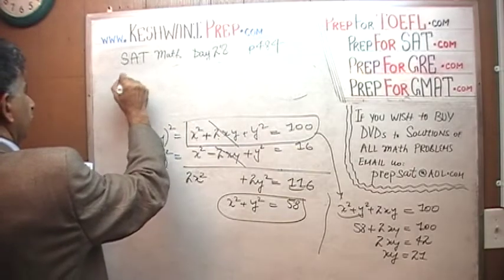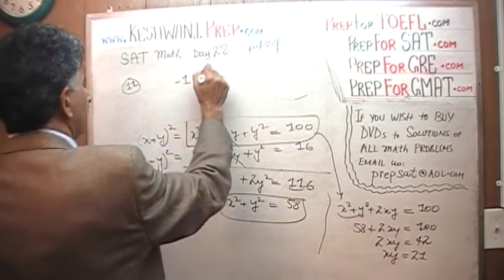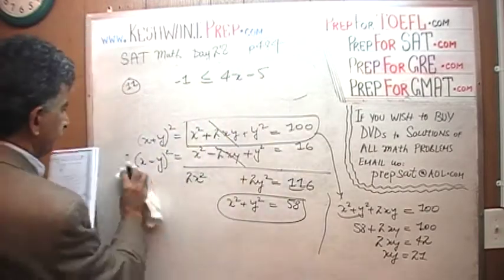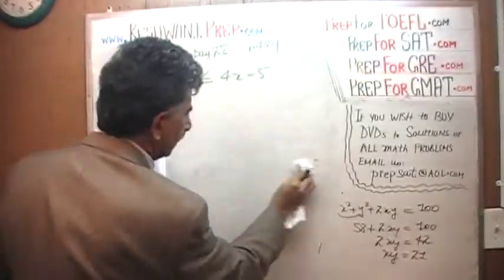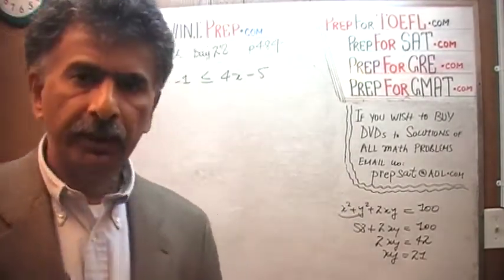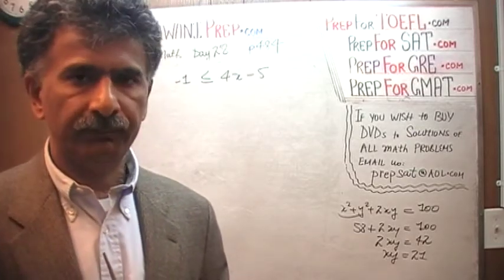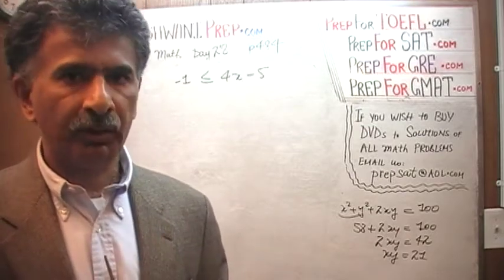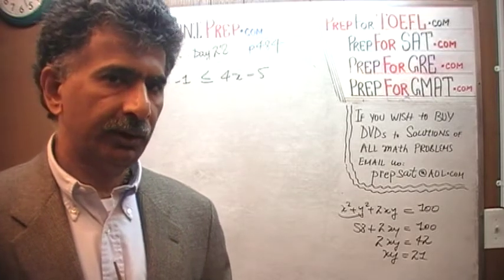In number 11, we are told that -1 is less than or equal to 4x minus 5. What we have to understand about inequality is that when you're trying to solve for a variable in an inequality as opposed to an equation, that is no different than solving an equation. Anything that you can do while you're solving an equation, you're allowed to do while you're dealing with inequality.